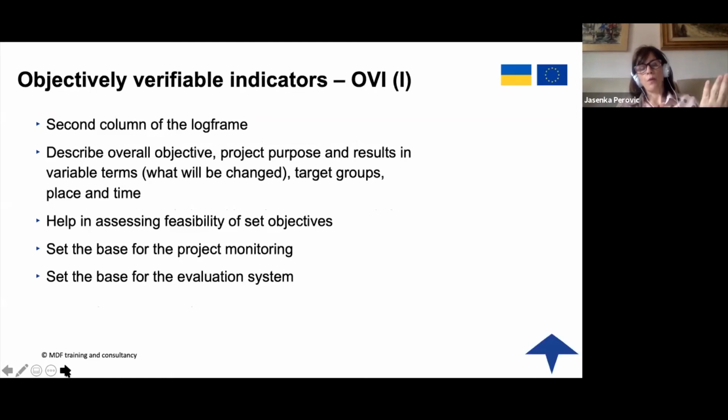And if you remember what we've been discussing, at the level when you are defining the output, outcome, and impact, we are saying it should be in measurable terms. So verifiable indicators describe your objectives, your results in verifiable terms, in terms of the target groups, place, and time. And they help in assessing feasibility of set objectives, set the base for the project monitoring, set the base for the evaluation system.